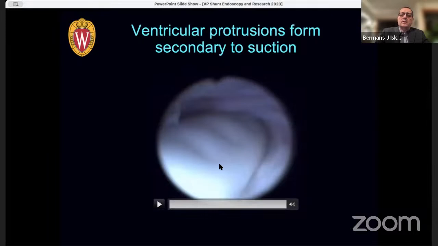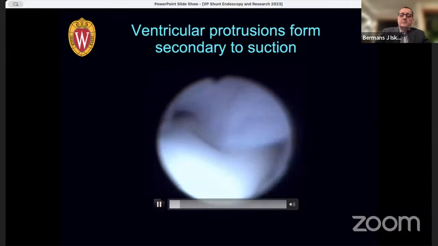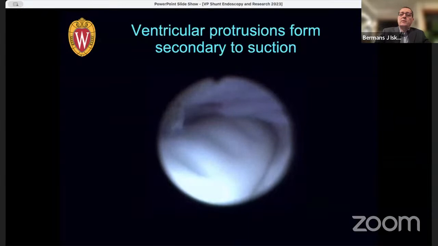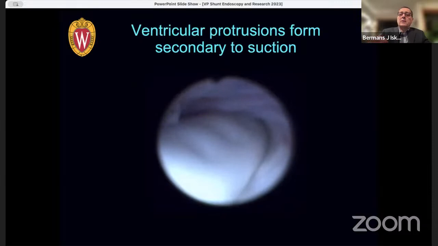So in this particular video, we disconnected the catheter from the valve. And whenever the catheter is allowed to drain, the tissue will be forced into the orifices of the catheter. And whenever we close the catheter, not allow it to drain, the tissues separate from the catheter. So that really proved to us that these ependymal bands are formed because of suction from the catheter. That means that these patients are overshunting.